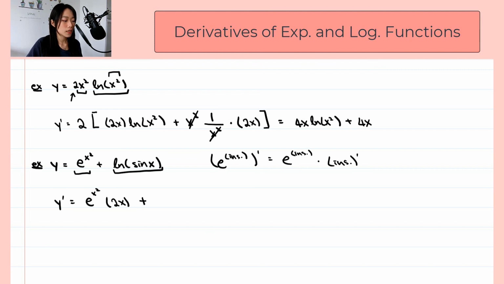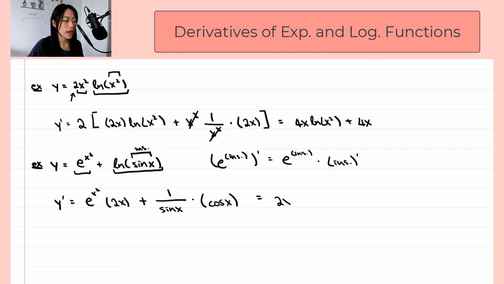And then plus, here we have ln of an inside function. So its derivative equals 1 over the inside function, sine of x, and then times the derivative of sine of x, which is cosine of x. Now let's simplify this. So the first term equals 2x times e to the power of x squared, plus cosine of x over sine of x, which is 1 over tangent, and also equals cotangent of x.